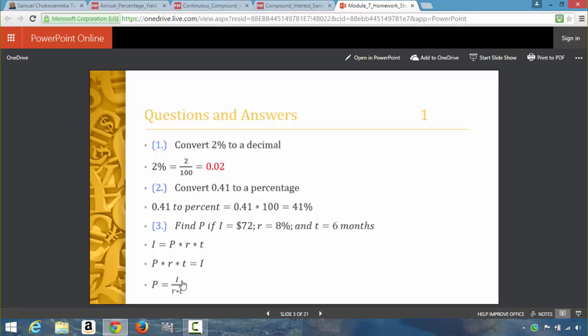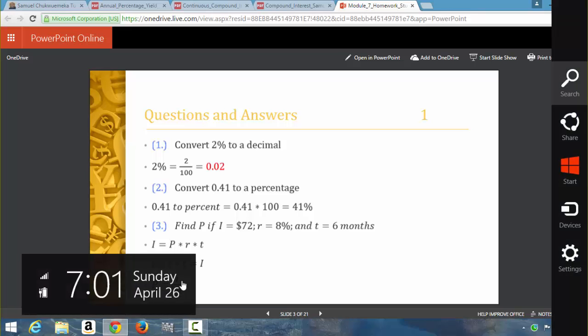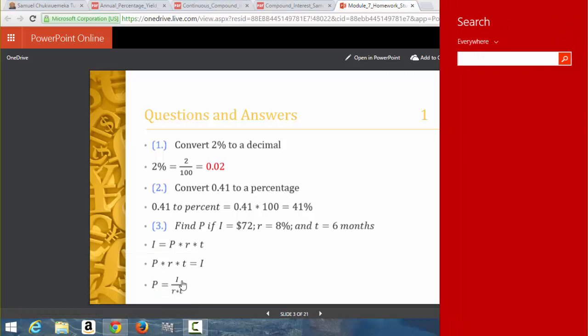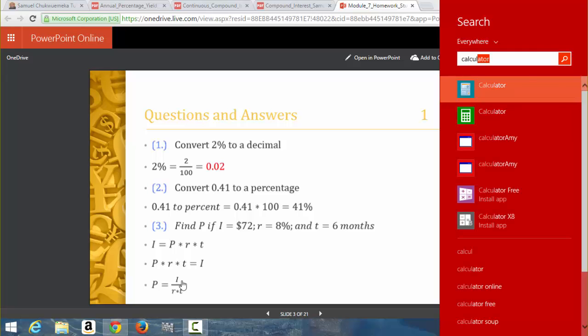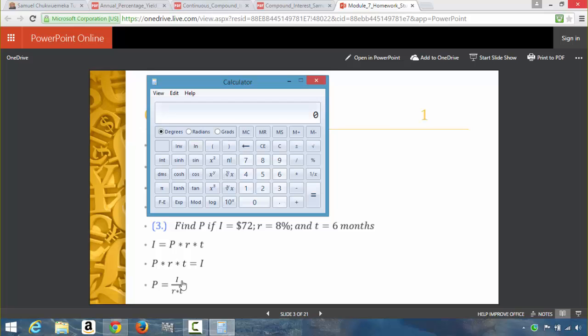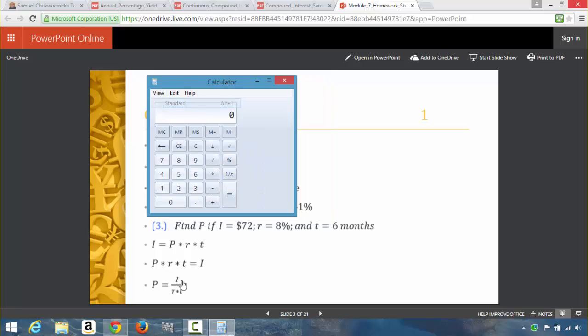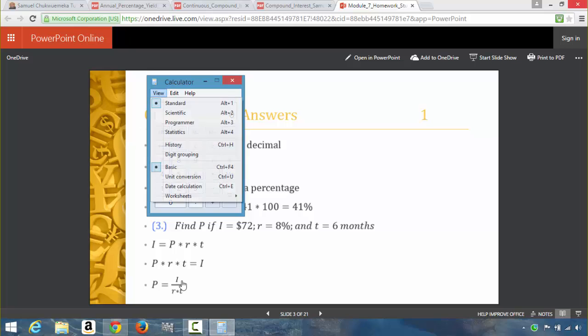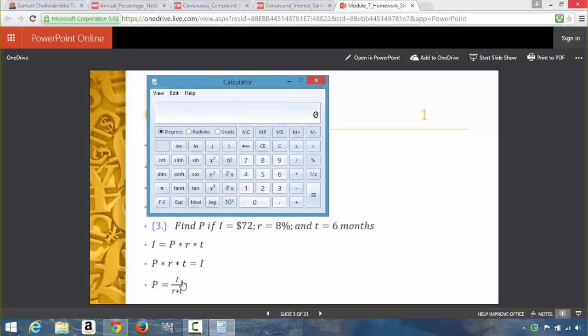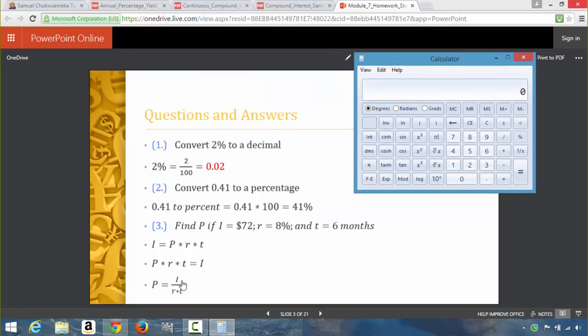Convert 2% to decimal. Percent means out of 100. Let me pull up my calculator. I will show you some ways to do some calculators here. When you pull up the calculator, initially it is like this, the standard. You click on view, you change it to scientific. So this means 2 divided by 100, and that gives you 0.02.